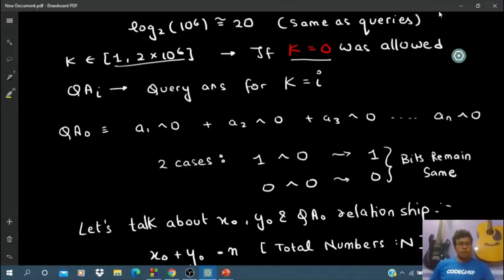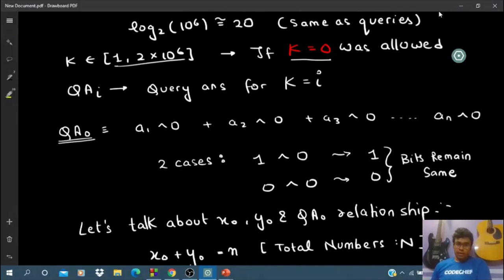Okay, so I'm going to define QAi as the query answer for k equal to i. For example, if I give k equal to 0, then the answer will be QA0. So let's talk about QA0. QA0 will be nothing but, since there are n numbers, A1 XOR 0 plus A2 XOR 0 plus A3 XOR 0 plus up to AN XOR 0. And this value will be given to us. When we give k equal to 0 to the grader, they will return us the value of QA0. In this case they will not, because k equal to 0 is not allowed, but we're thinking that k equal to 0 is allowed.